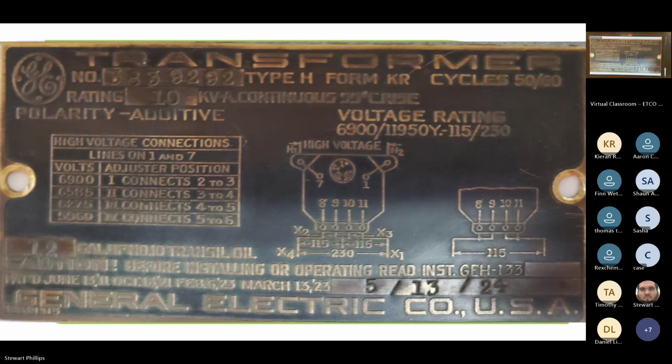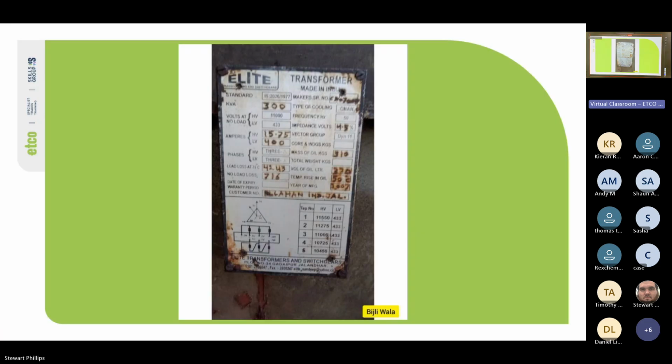Cool. But yeah, you all got there in the end. So here on the nameplate, we have a rating of 10 kVA. Cool. What about this lovely specimen?